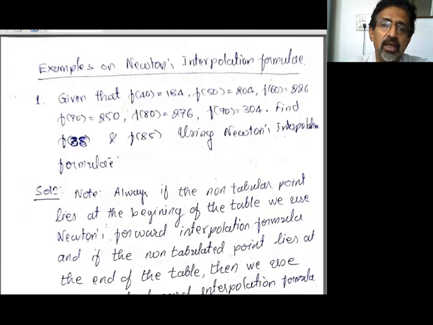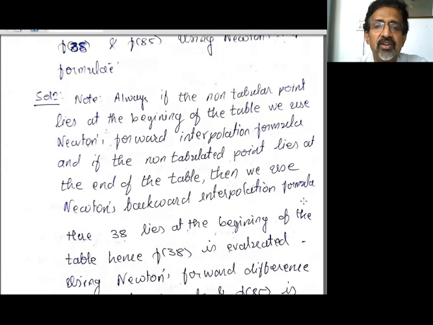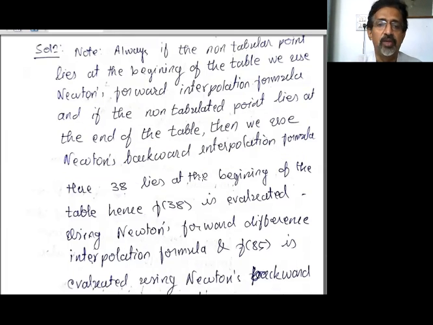In one case we are using Newton's forward interpolation formula. In the other case we are using the backward interpolation formula. So note, always, if the non-tabular point lies at the beginning of the table, we use Newton's forward interpolation formula. If the non-tabulated point lies at the end of the table, then we use Newton's backward interpolation formula.